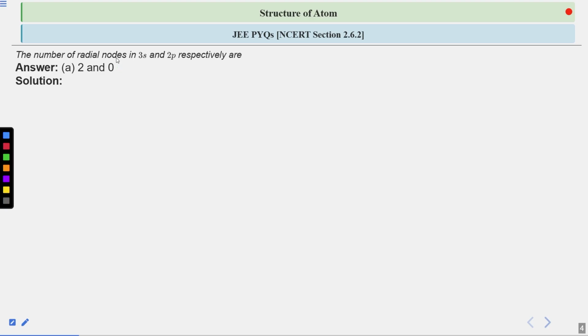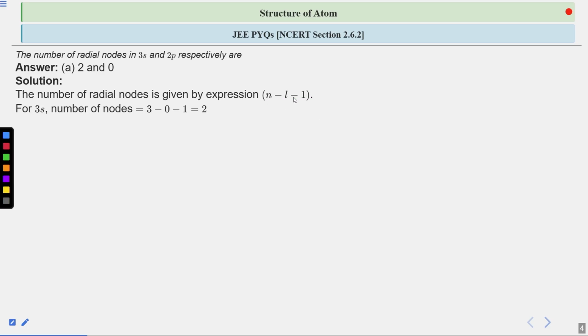How will we do it? As I said, this was the formula, n minus l minus 1. What will be the number of radial nodes in case of 3s? Since it is the third shell, we will take the n value as 3. For the s subshell, we will take the l value as 0. And if you do the calculation, 3 minus 0 minus 1, it will give you 2.